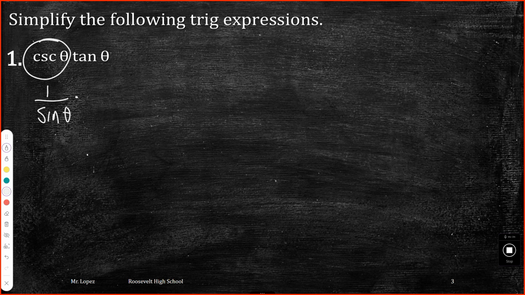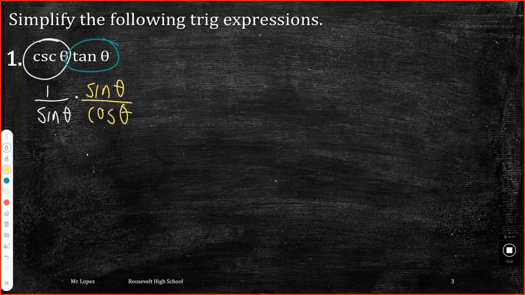Now, what is tangent theta equal to? Tangent theta is equal to two things. What's one of them? Sine over cosine. So I'm going to rewrite it as sine over cosine. And then you will see that you can simplify your problem and make it more simple.